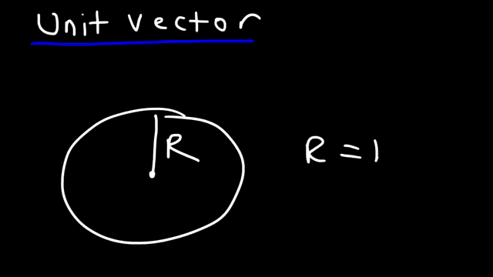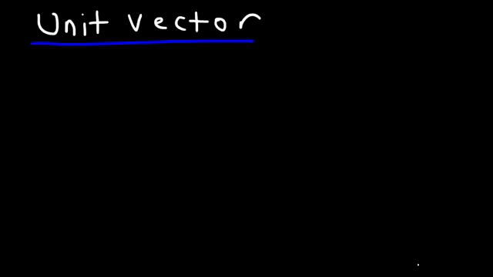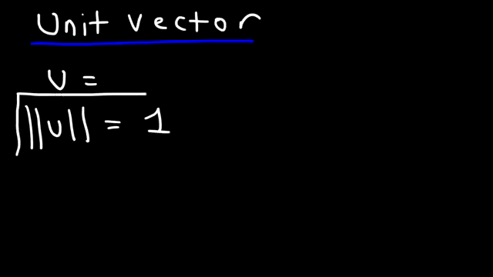Likewise, a unit vector is a vector with a magnitude of 1. So some textbooks will describe a unit vector as just being u. Sometimes you'll see this symbol associated with a unit vector. But what you need to know is that the magnitude of any unit vector is always 1. That's what you want to take from this.